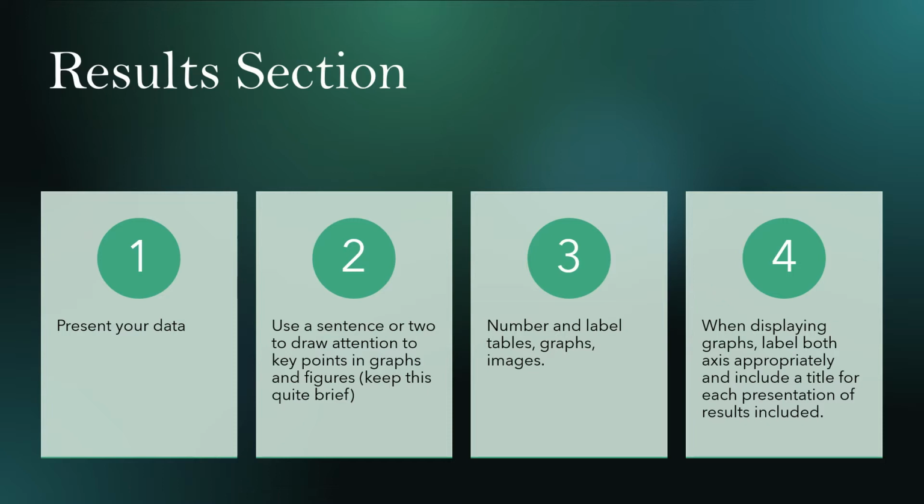Thirdly, anytime you do include an image or a table or a graph, make sure you number those. Table 1, and then pop a title in there. That way, when you refer to it in your discussion later, you can go straight back and determine which particular graph or table you are referring to. And lastly here, when you do display your graphs, make sure you label both axes appropriately. So what are you trying to show? That includes the units of measurement if that's what you are including.